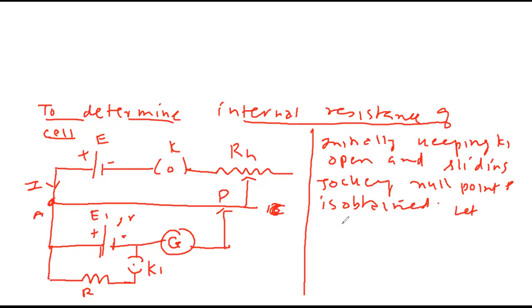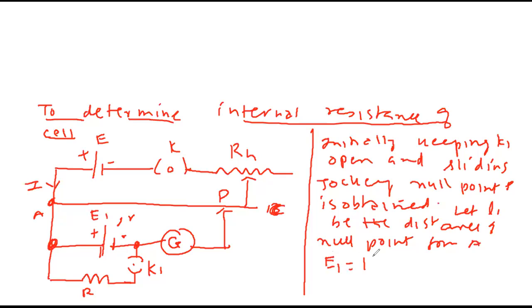Let L1 be the distance of the null point from A. So this entire voltage is EMF, because the battery is not supplying any current. When the battery doesn't supply current, its terminal voltage is EMF. So can I say E1 is getting balanced at length L1?